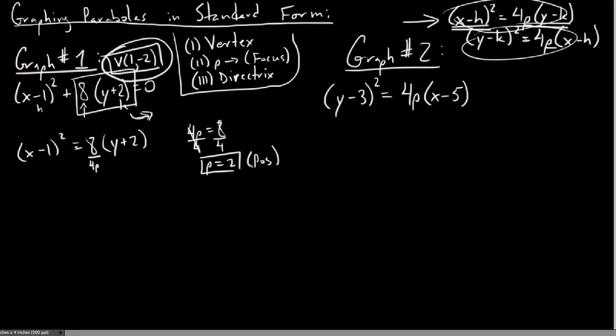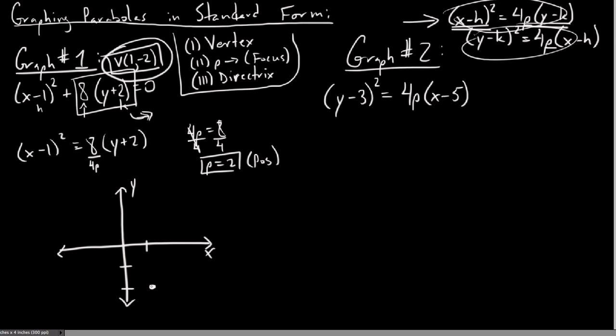So now that we have p and the orientation of the curve, let's start sketching this in. We've got the y-axis and the x-axis here, and let's start with our vertex, which we had stationed at 1 comma negative 2. I'm going to try and spread things out here. 1, down 2.